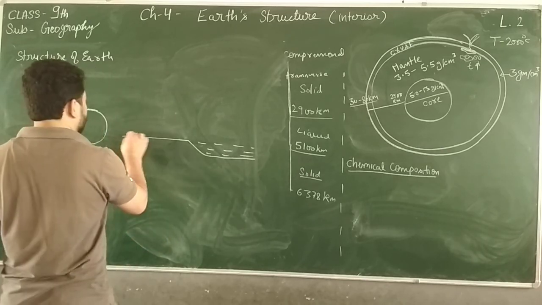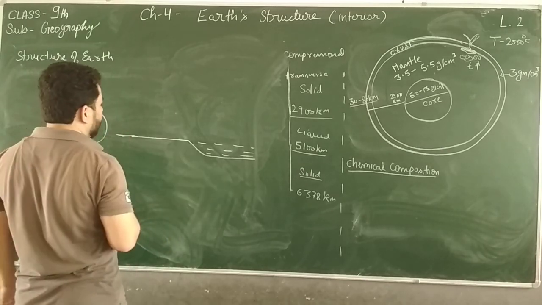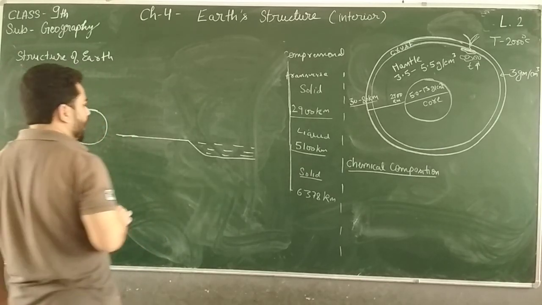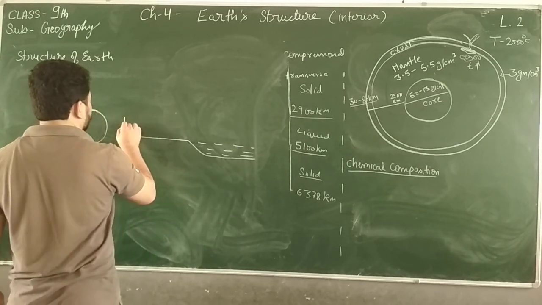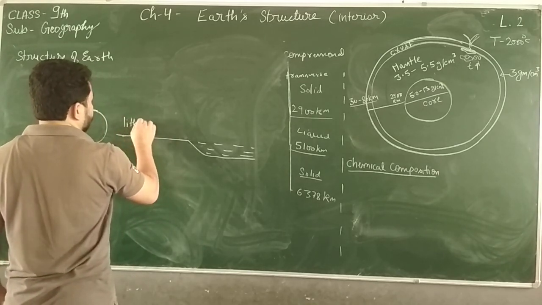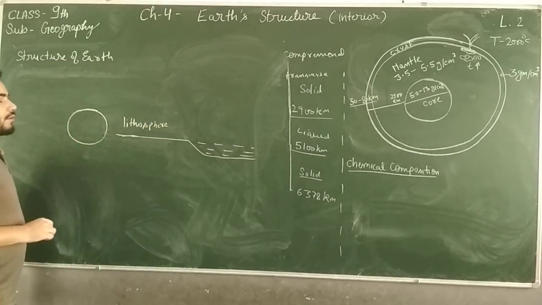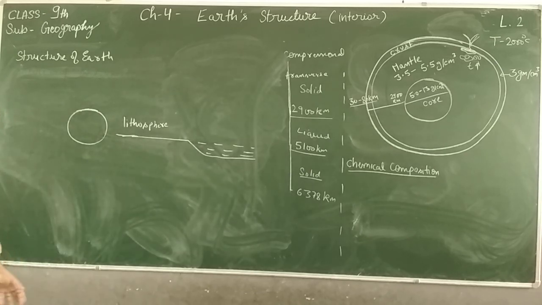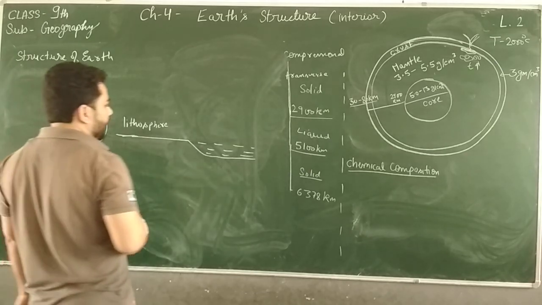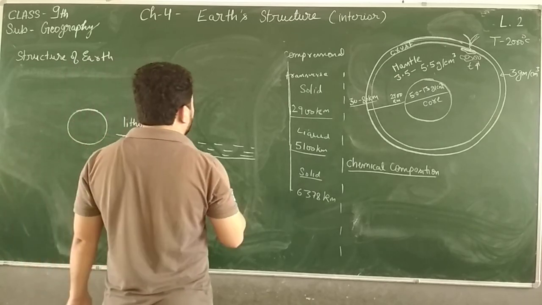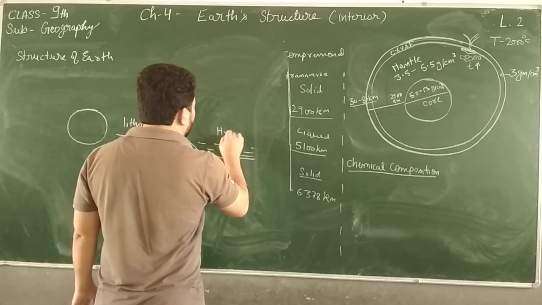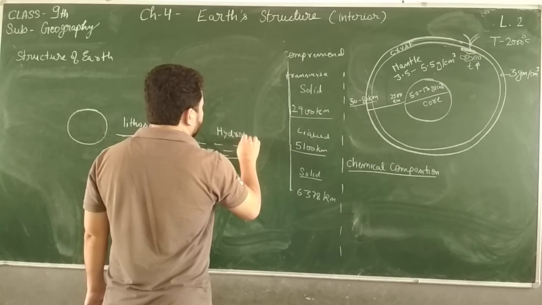The hard surface of the earth which gives us a platform to stand is called lithosphere. Lith means stone. So it is the realm of the earth where stones or rocks are found; the hard rocky surface of the earth is called lithosphere. And the realm of the earth where water is found is called hydrosphere.